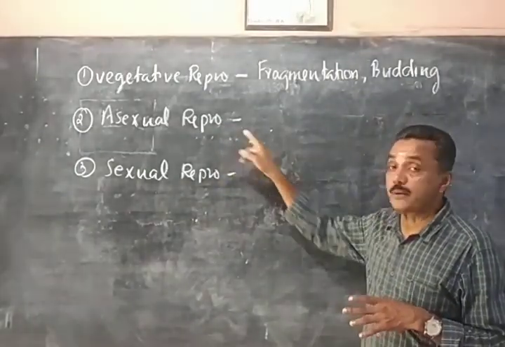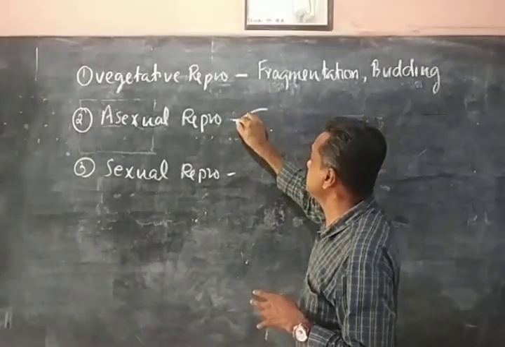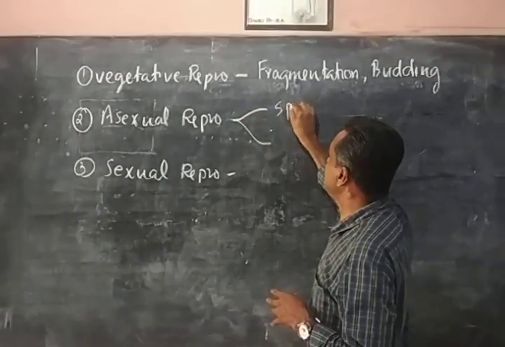See how asexual reproduction takes place by two methods. One is called sporangia.